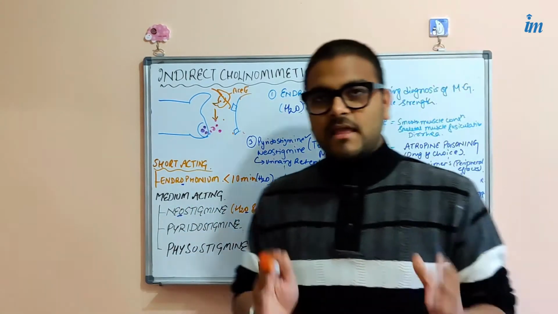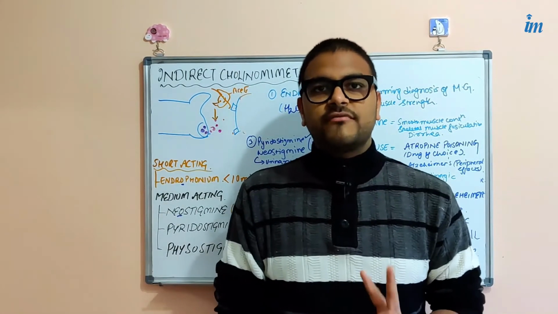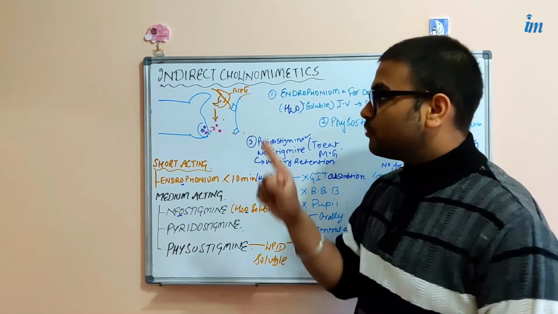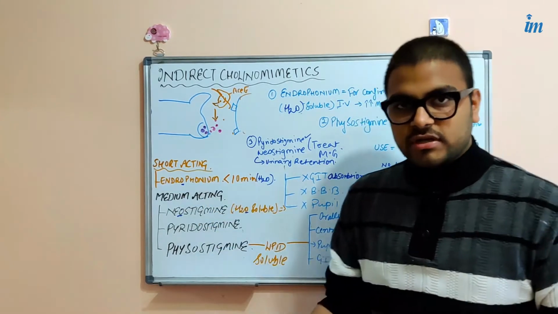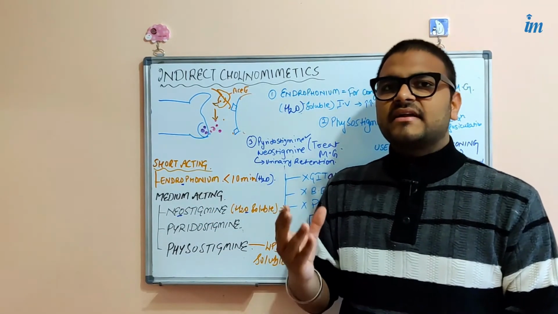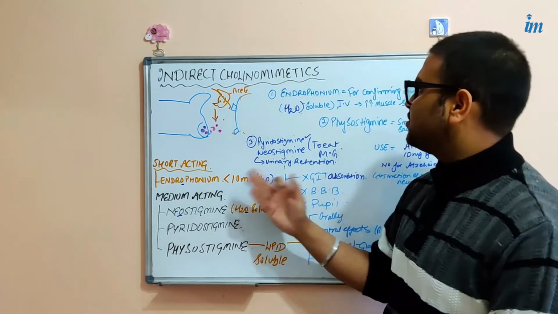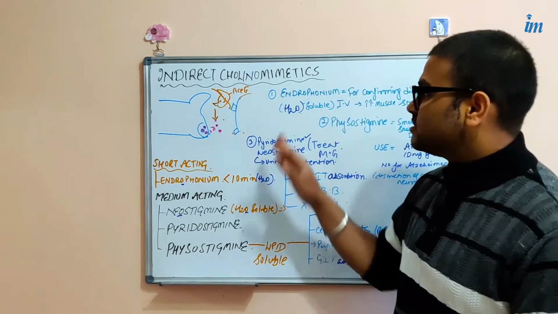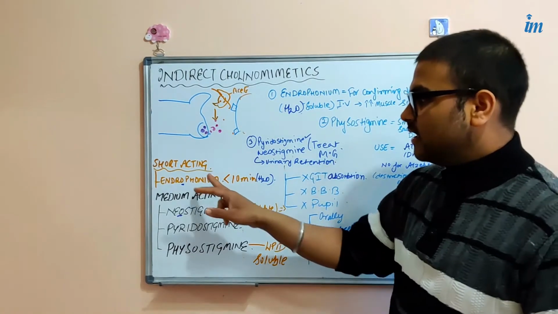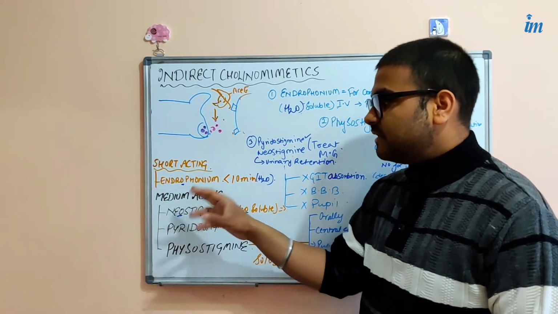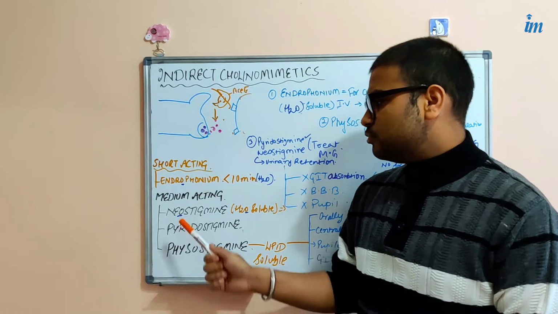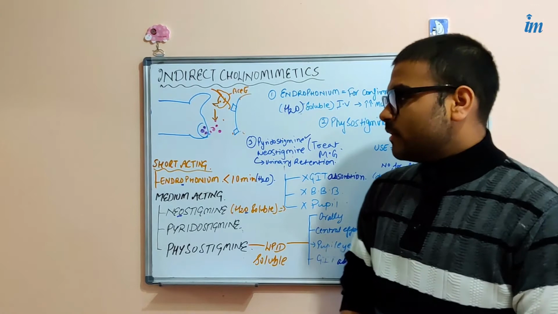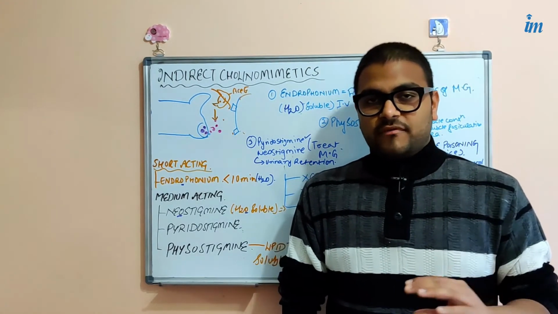I would like to introduce two groups of drugs. The first group is the short acting drug. The short acting indirect cholinomimetic is edrophonium. Edrophonium is so short acting that its duration of action is just 10 minutes. What can you get in just 10 minutes? Because it is a water soluble drug, remember it. Then we have the medium acting agents, which include neostigmine, pyridostigmine and physostigmine. So two groups of agents are there.